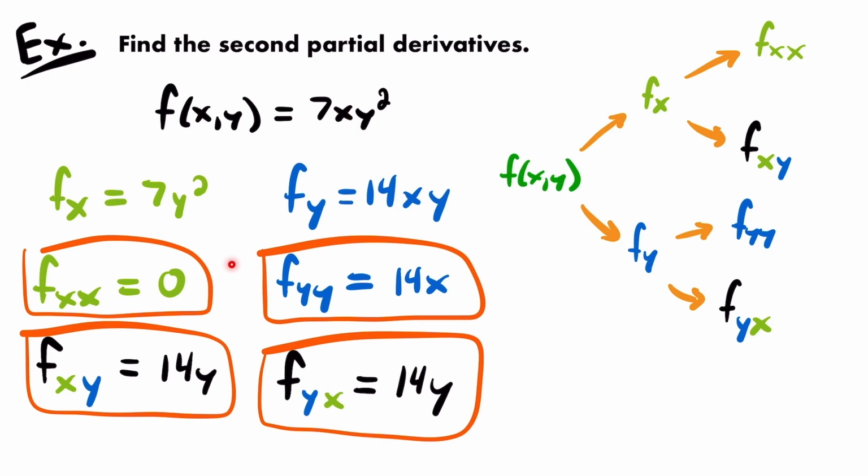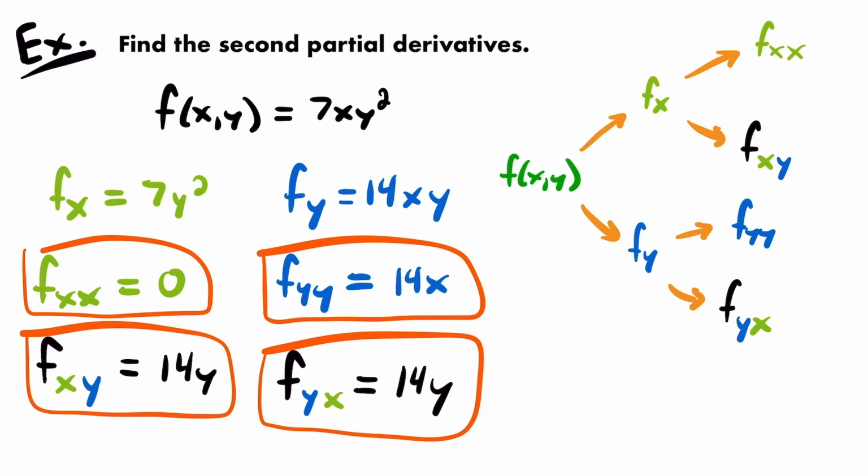We found all four of the second partial derivatives, but do notice for these two partial derivatives that involve both of the independent variables, we actually call these mixed partial derivatives. Notice that they are equal. They're both equal to 14y. That will always be the case. Whenever you are finding these second partial derivatives of a multivariable function, the mixed partial derivatives involving the same variables, in this case x and y one time, they will be equal. And you will see that throughout the rest of the examples in this video.